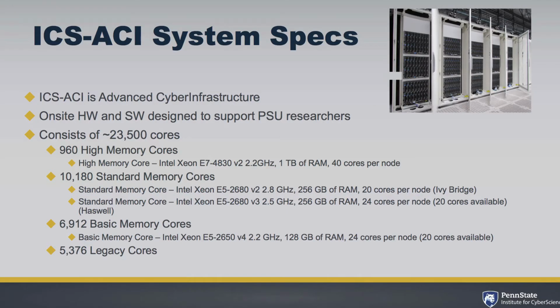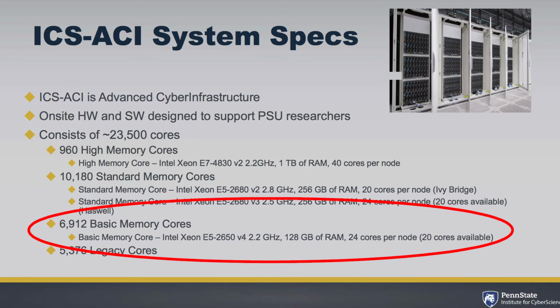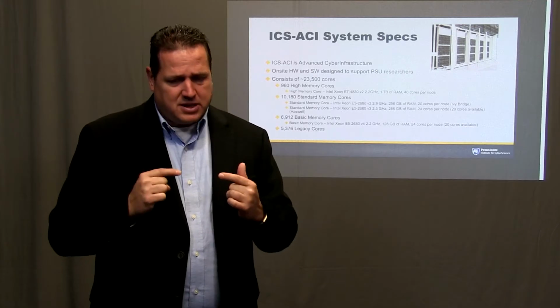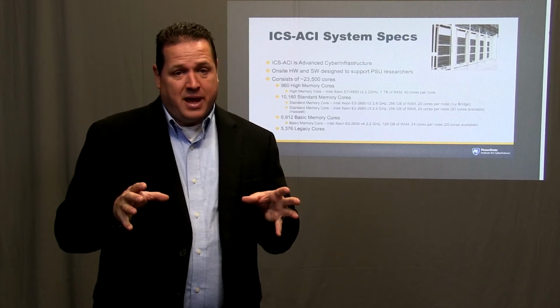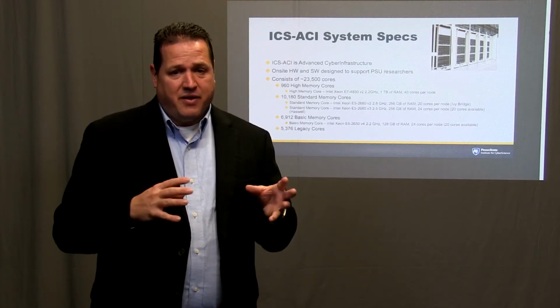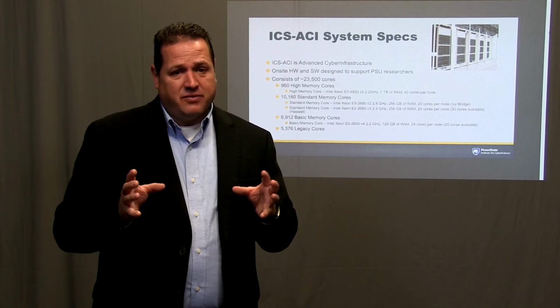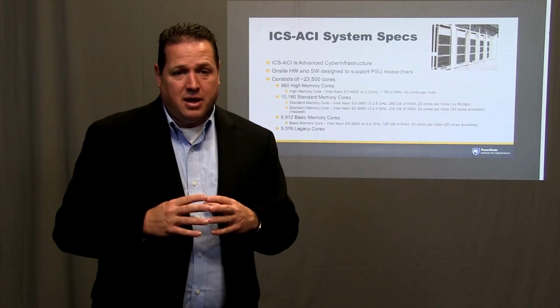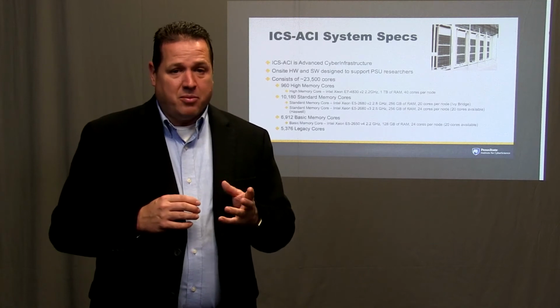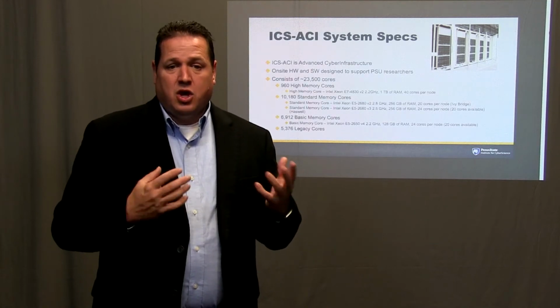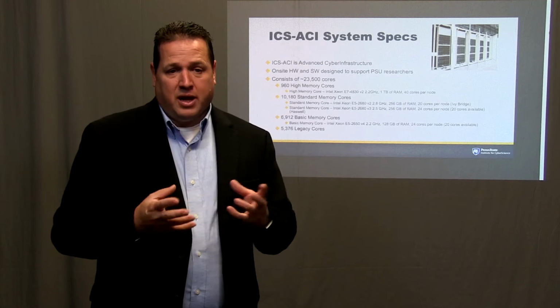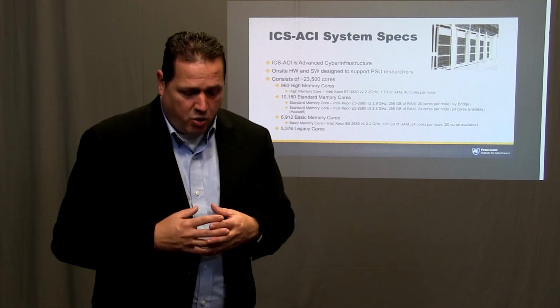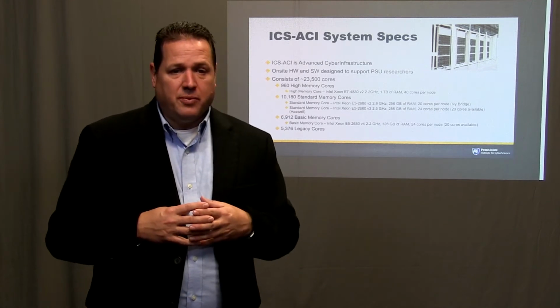We have roughly 7,000 basic memory cores, okay? I forgot to mention this, high memory and standard memory both utilize InfiniBand, okay? So that's the high-speed fabric. They both utilize InfiniBand. Basic memory cores do not have InfiniBand capability, okay? But basic memory cores, 128 gig of RAM, 20 cores per node available. Again, we keep the 4 cores for overhead or Open Queue.